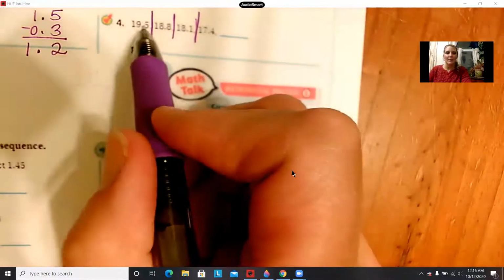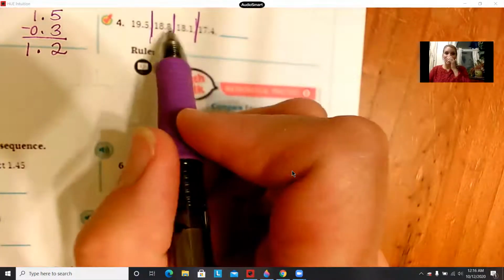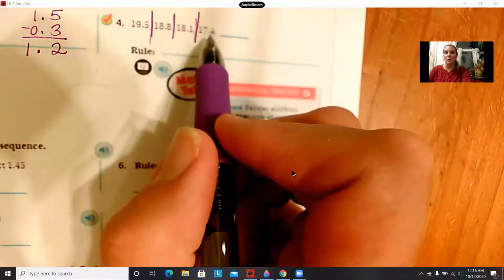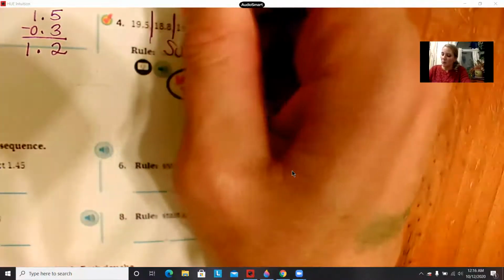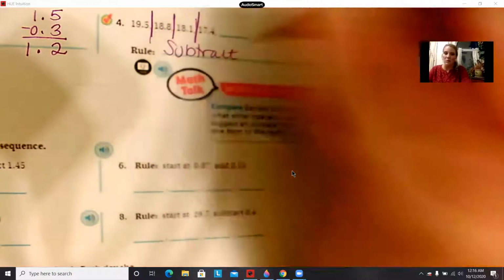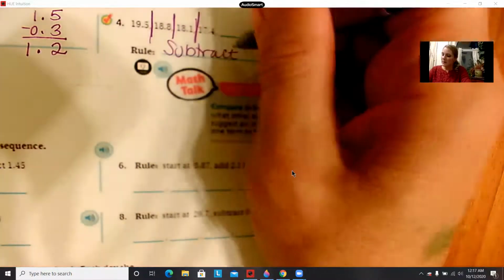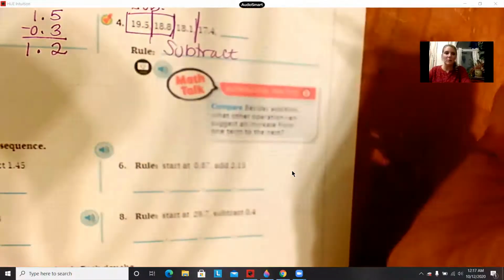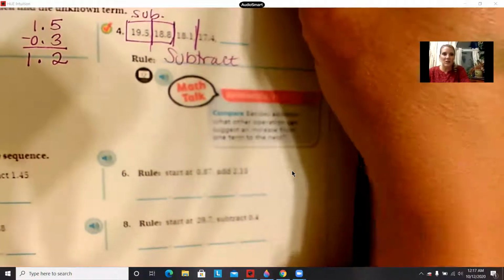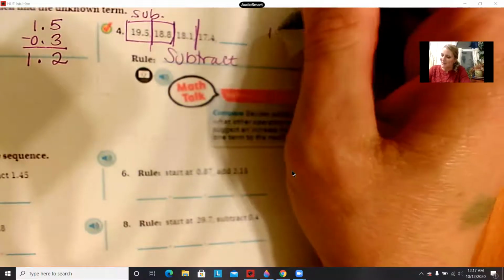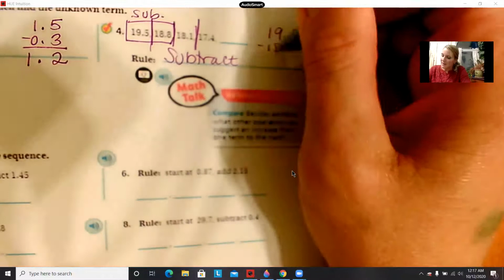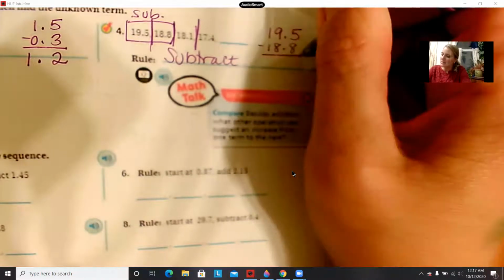I can see I go from 19 down to 18, another 18, but these two are 18 8/10, 18 1/10. They're still lowering, so my rule must be to subtract. Subtract what? Well, let's go to those first two terms and subtract them. Remember the largest number on top, 19 5/10 minus 18 8/10.